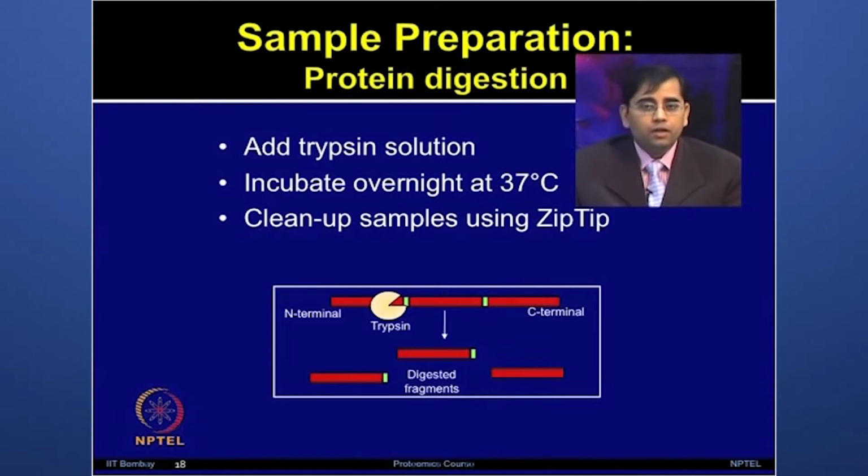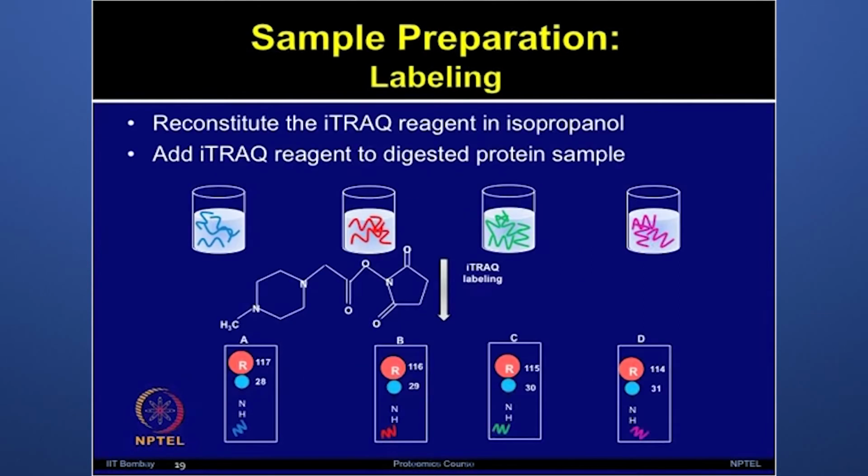Once you have done the overnight digestion, a cleanup step can be performed using a ZipTip, so that some salts and contaminants can be removed. Now, the next step is labeling, adding the iTRAQ reagents to the 4 different samples. First, reconstitute the iTRAQ reagent in isopropanol and add it to the digested protein samples. If you have 4 samples, you can use the 4-plex iTRAQ reagents 114, 115, 116 and 117, as I have shown in this PPT.